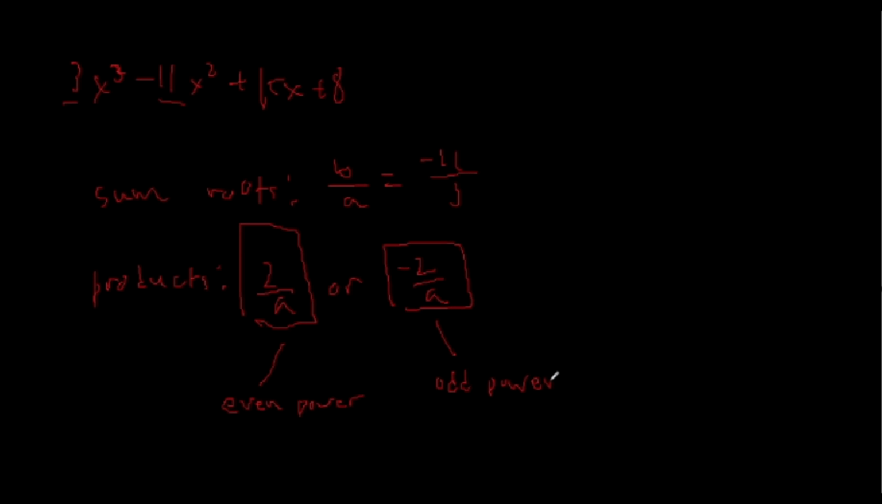So in this example, we have an odd highest power because we have 3 right here. Odd highest power. And so this will be negative z over a, z being the final term, the one that's not multiplied by x. So this will be negative 8 over 3. That is the product of our roots.